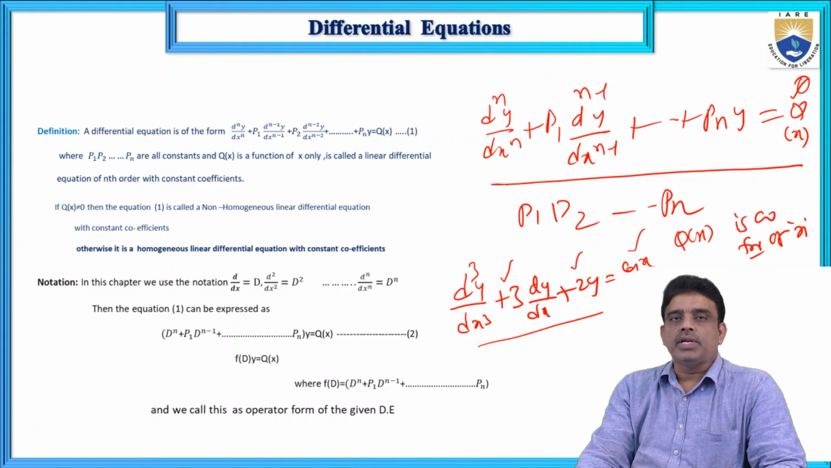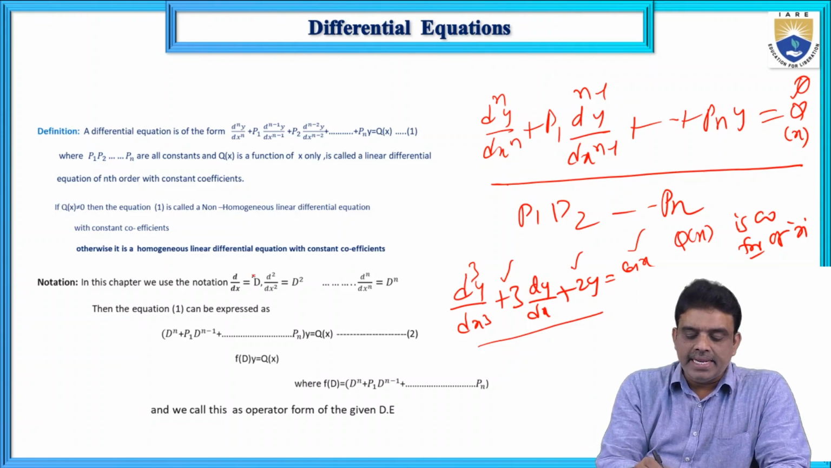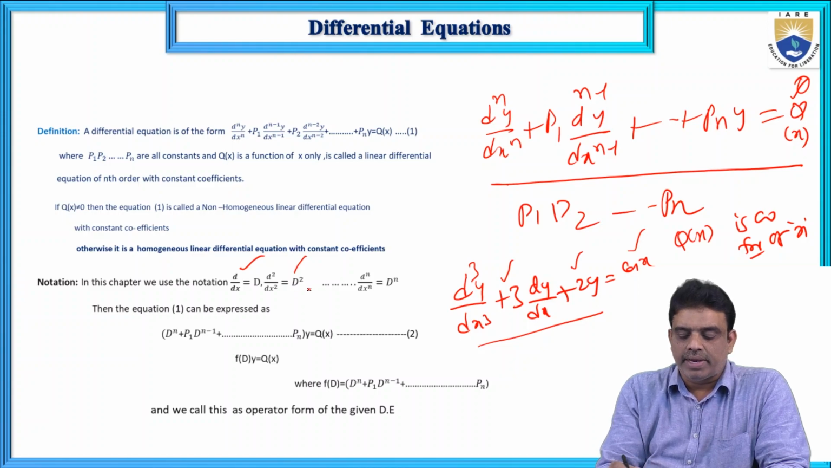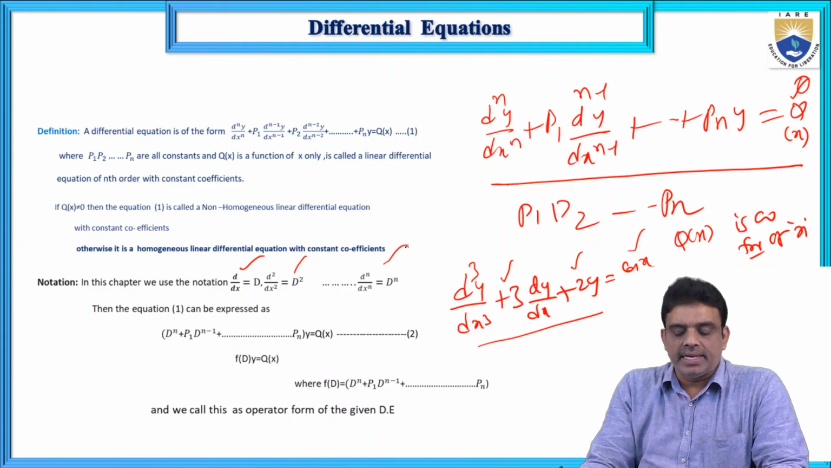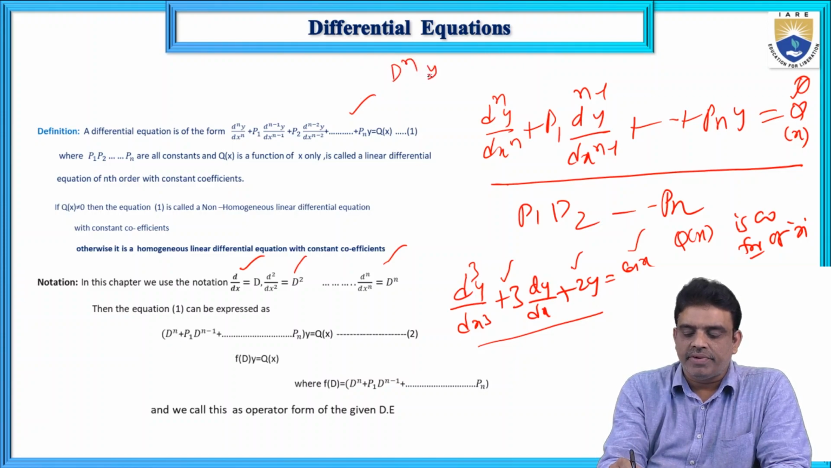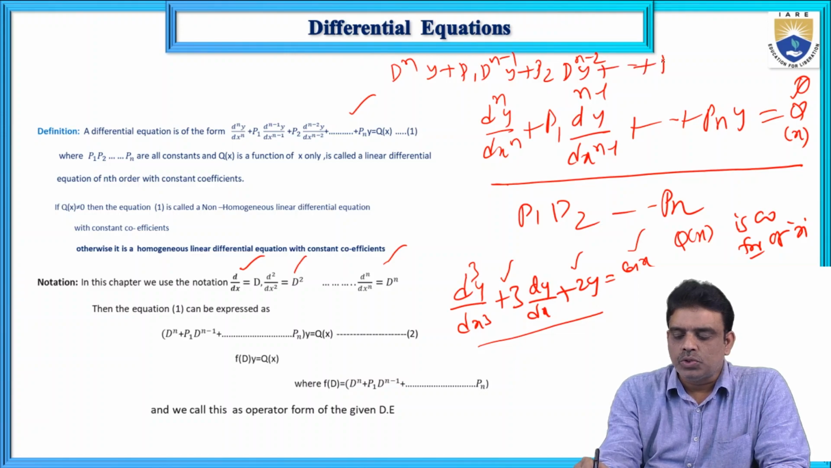Now we follow this notation throughout the chapter from here onwards. We use the notation d by dx is equal to D. Wherever you have d square by dx square, we use D square, and d^n by dx^n is equal to D^n. Then the equation 1 can be expressed in the notation as D^n y plus p1 D^(n-1) y plus p2 D^(n-2) y plus so on plus pn y is equal to q of x.